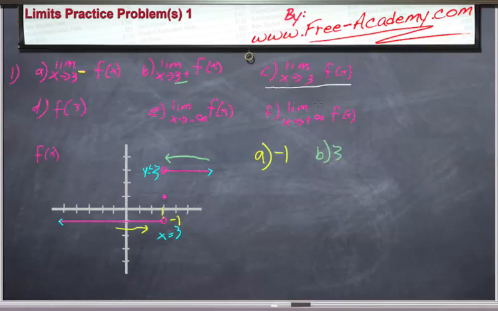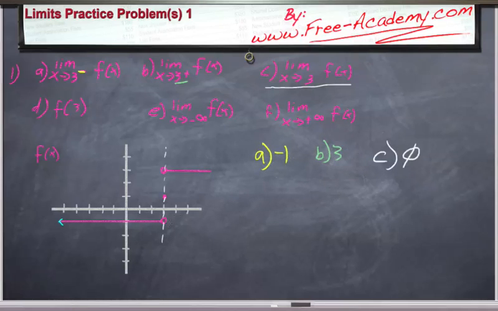Now what makes C interesting is we're asked what is the limit as x approaches 3 in general. So there is no specification of whether we're coming from the positive or the negative side. What is the limit as x gets infinitely close to 3? Well, if you recall from our lectures, if you have negative 1 as your limit from one side and 3 from another side, then you have no limit. Does not exist.